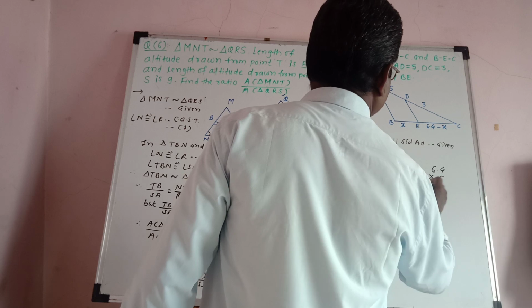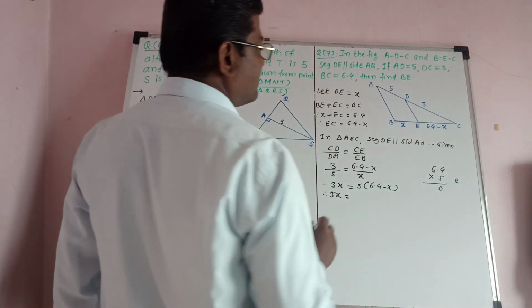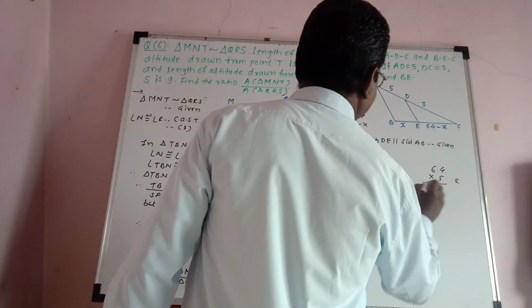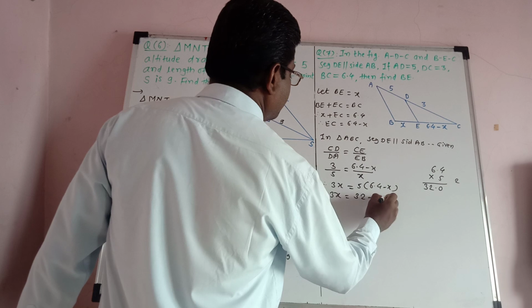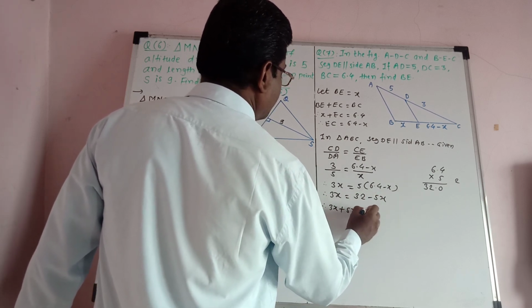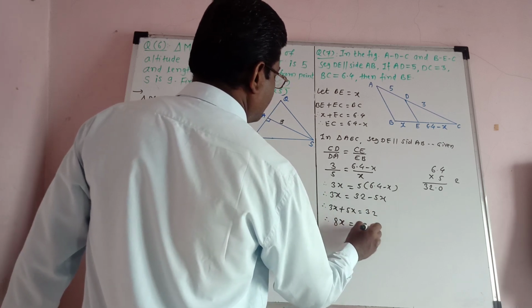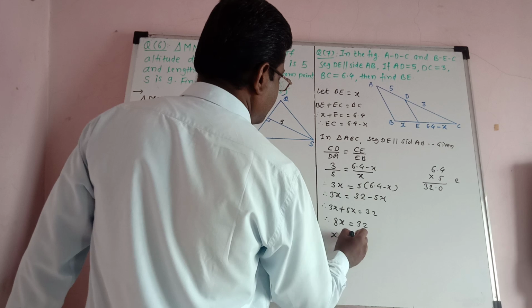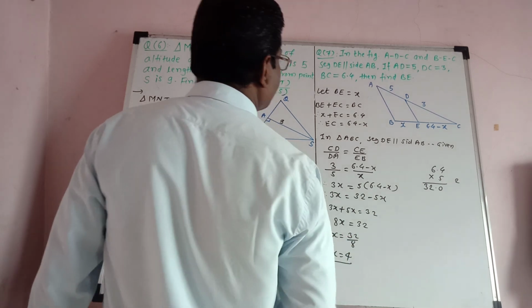Therefore 3X is equal to 6.4 into 5. 5 4s are 20, 5 6s are 30, plus 2 is 32. Therefore it will be 32 minus 5x. Therefore 3x plus 5x is equal to 32. Therefore 8x is equal to 32. X is equal to 32 upon 8. Therefore x is equal to 4.